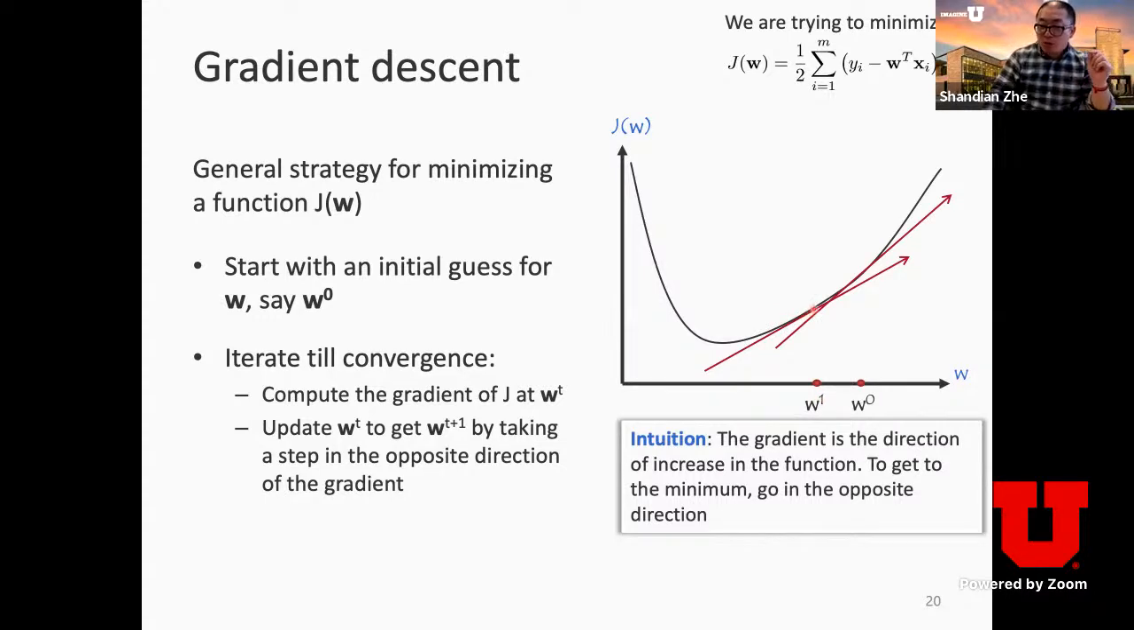Again, we calculate the gradient. Again, the gradient is positive because the slope is positive, so we need to move in the opposite direction. That means to the left, so we get W2. And we continue doing so until we reach the minimum of the objective function.